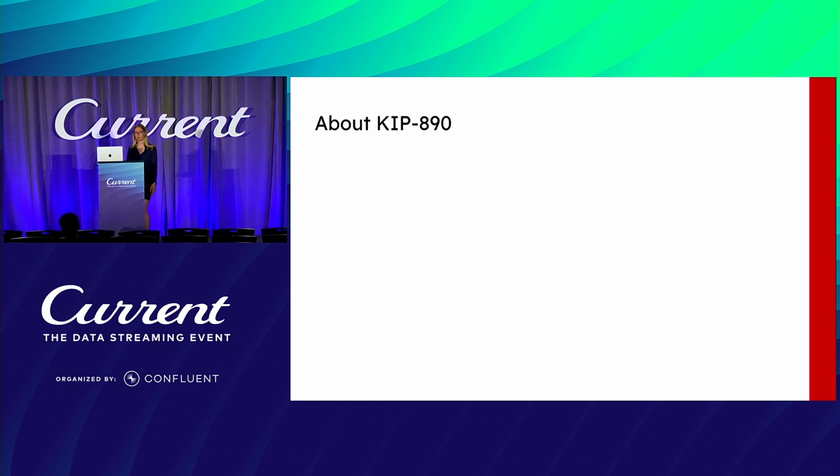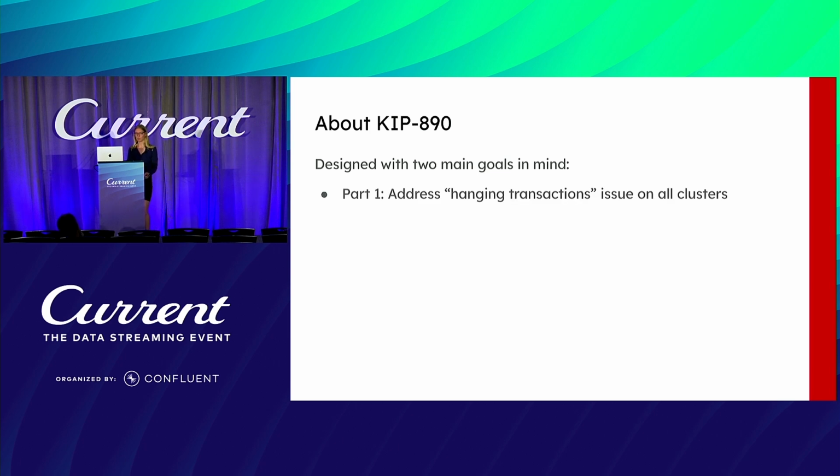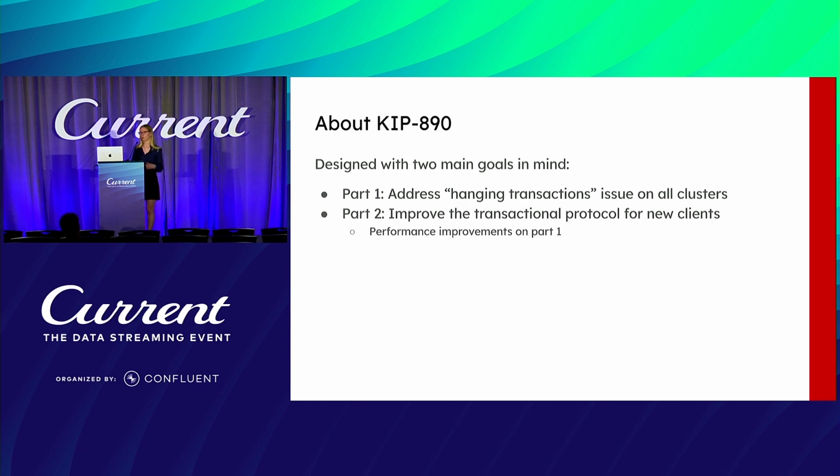Okay, so let's talk about KIP-890. KIP-890 was designed with two main goals in mind. The first one is that we wanted to address the hanging transactions issue on all clusters. I will go over what a hanging transaction is in great detail in a couple slides. And the second thing we wanted to do with this KIP is improve the transactional protocol for new clients. So how would we do that?